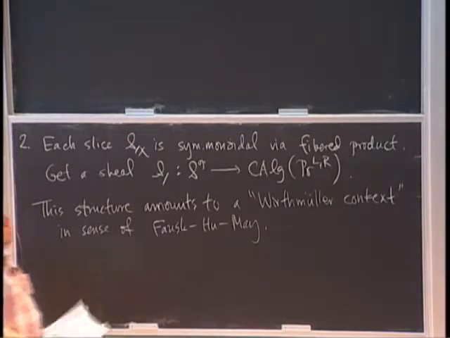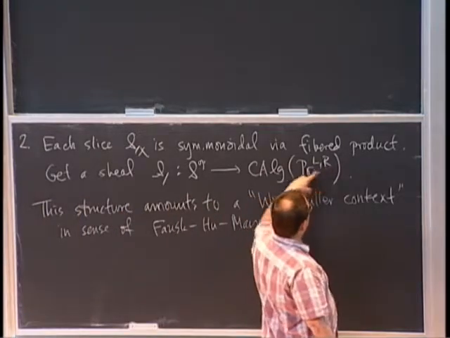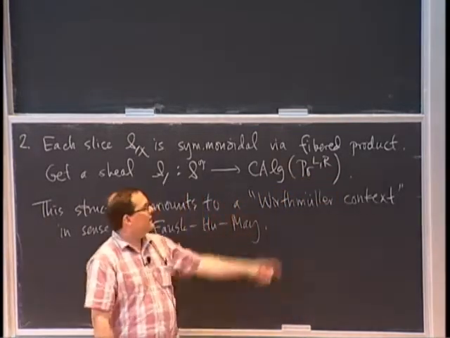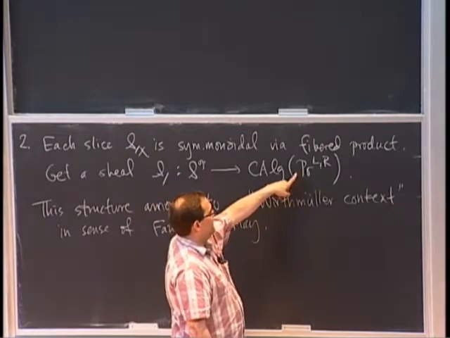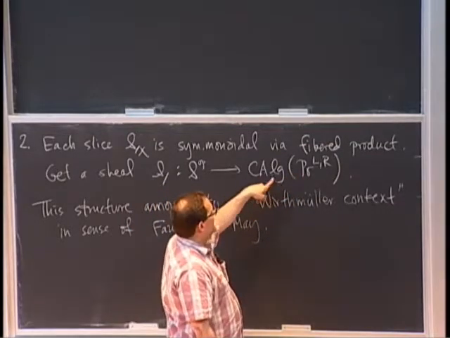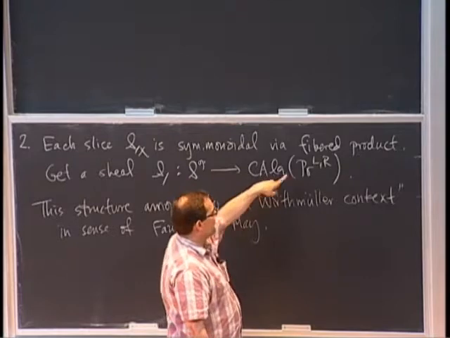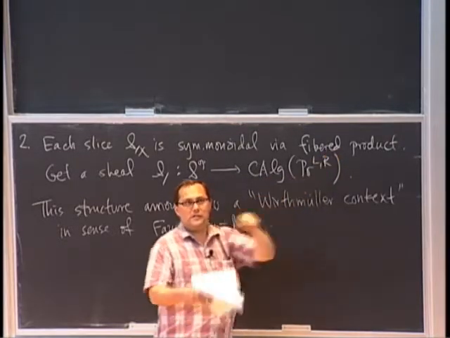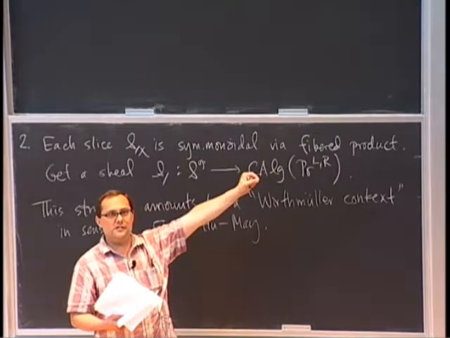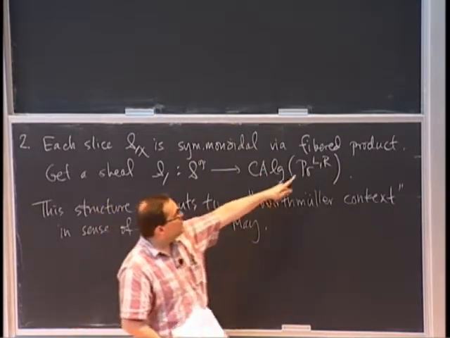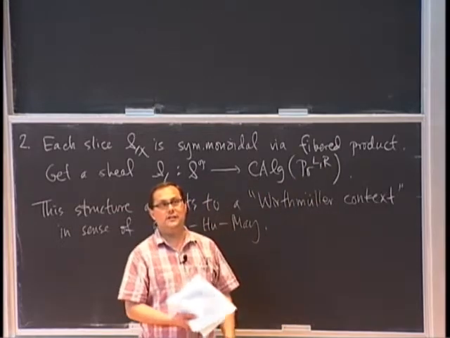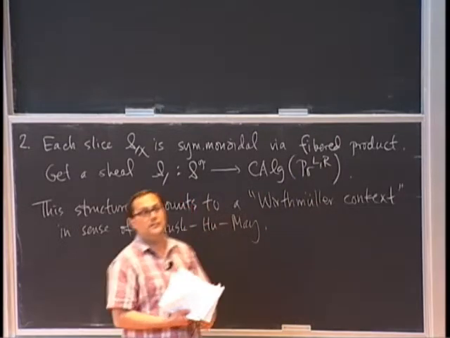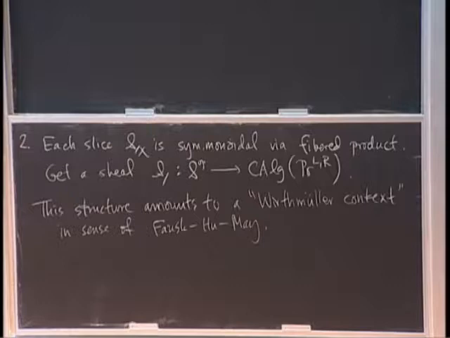Well, I'm defining this in a strange way. This is defined to be the objects are commutative algebra objects in PrL. And the morphisms are symmetric monoidal functors, which admit both a left and a right adjoint. The notation is a little bit misleading, perhaps, but I'm not quite sure how else to write it.